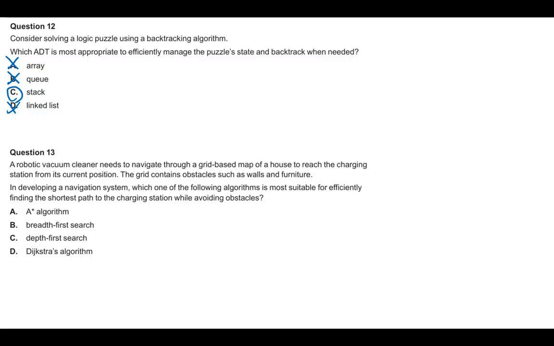Question 13, I reckon this one is going to be A star. If we're trying to get from one place to another place efficiently, it's a single source shortest path, so it's definitely neither of these guys. Then we want to get there quickly, so we'd use some kind of heuristic. The fact there are obstacles doesn't mean we can't use A star.